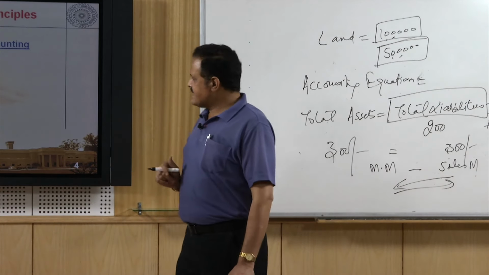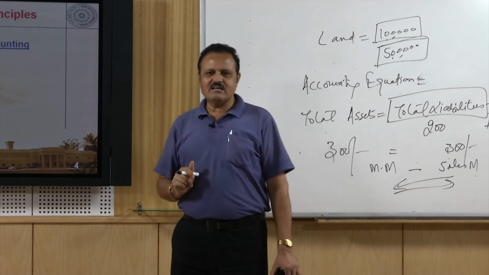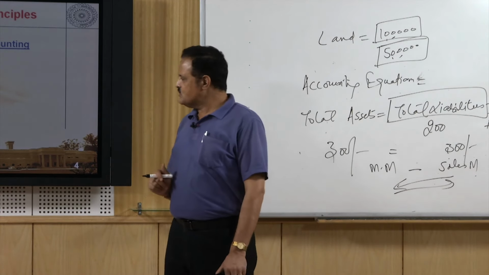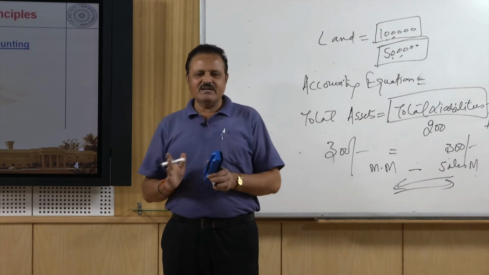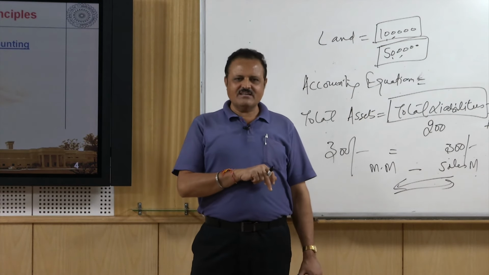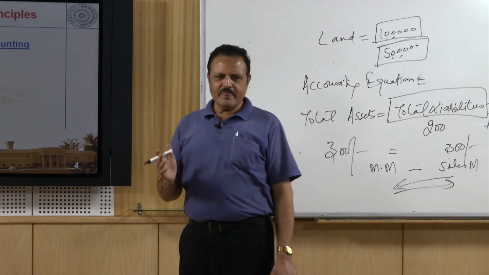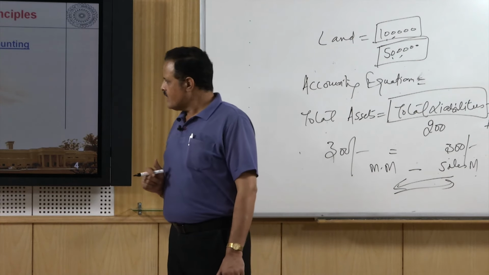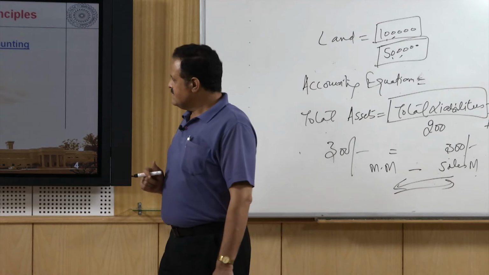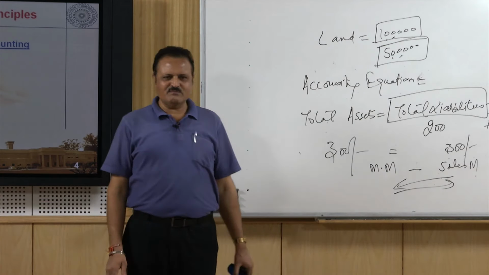Now, next thing is the dual aspect concept. As the name itself says, double entry accounting system. So, dual aspect concept means every transaction has two aspects. One effect of that transaction will be debit, the other effect of that transaction will be credit. Then we have the accounting period concept. Yes, it is a very interesting concept.